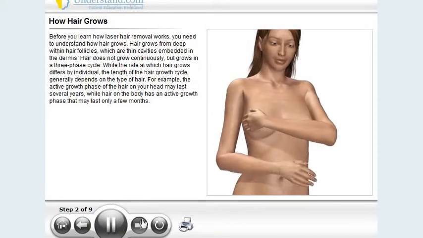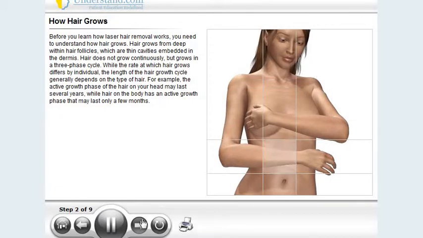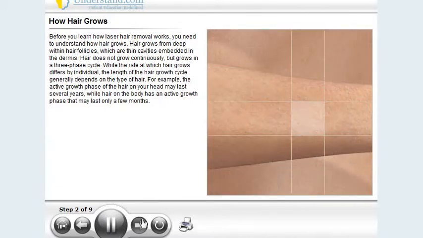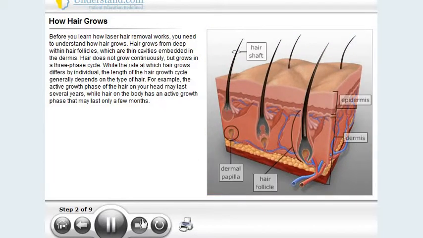Before you learn how laser hair removal works, you need to understand how hair grows. Hair grows from deep within hair follicles, which are thin cavities embedded in the dermis. Hair does not grow continuously, but grows in a three-phase cycle. While the rate at which hair grows differs by individual, the length of the hair growth cycle generally depends on the type of hair. For example, the active growth phase of the hair on your head may last several years, while hair on the body has an active growth phase that may last only a few months.